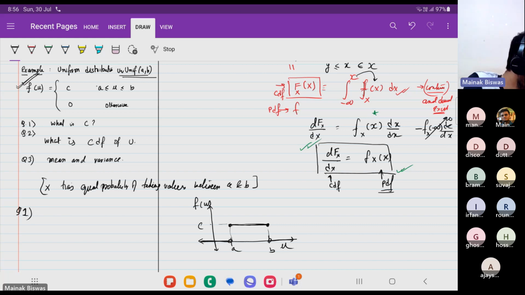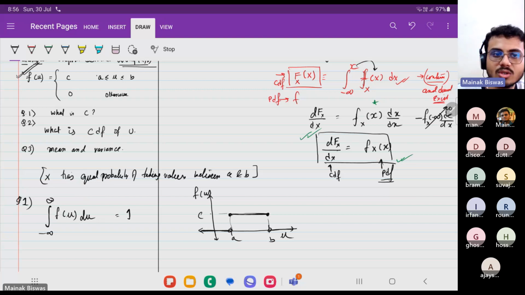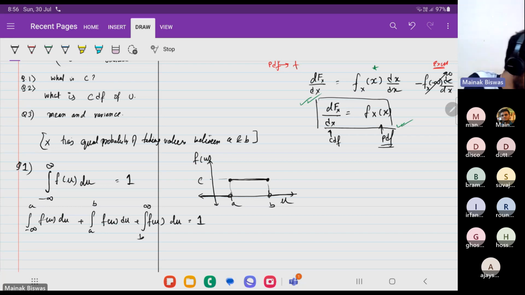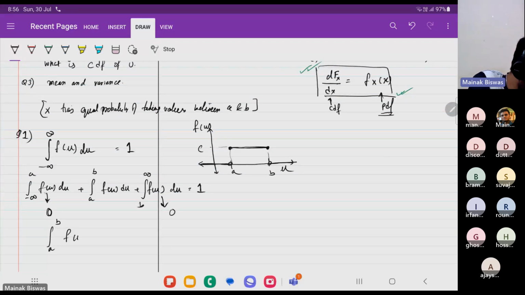So how will I write this? What did I tell? The integral from minus infinity to infinity of f of x is equal to 1, right? We have told this. So minus infinity to A of f of u du plus A to B of f of u du. I'm just going to write it once to show how to do it. This is going to be 1, right? What are these other values? They are given to be 0 if it is not within A and B. So you have the integral from A to B of f of u du equal to 1.